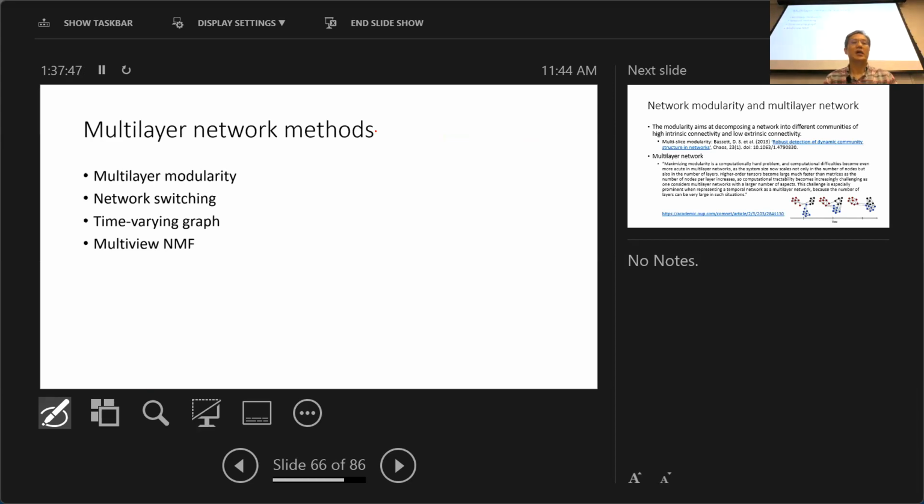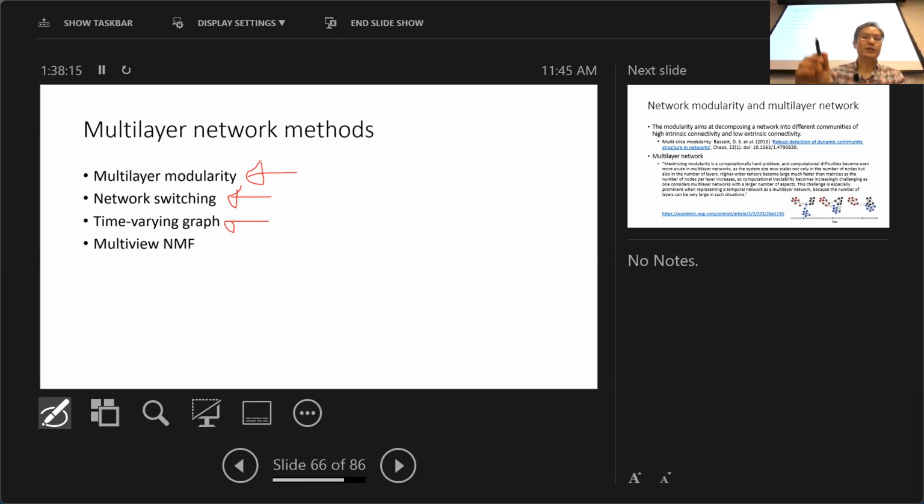Okay, so this area is what we are actively working on. We try to consider multiple layers of network and see whether we can do multiple-layer modularity detection, whether we can find network switching, where sometimes you have a module, next time you don't, so you switch those sub-modules.